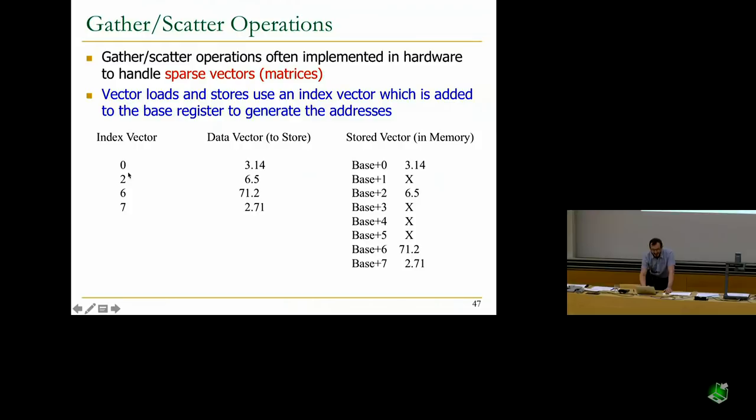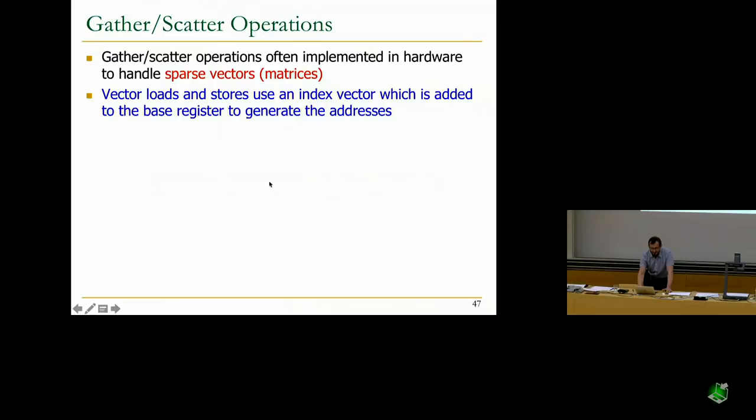Does that make sense? Essentially, you've enabled operation on, let me call this, sparse matrix or sparse vectors. It's some elements you don't really care about, some elements you care about. You only operate on those elements you really care about. So loads and stores use an index vector which is added to the base register to generate the addresses. That's the idea. It's very simple. It's an indexed load instruction. So you can take a look at it.